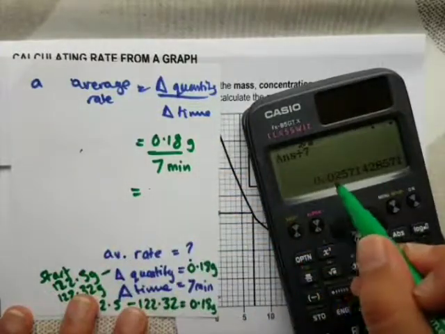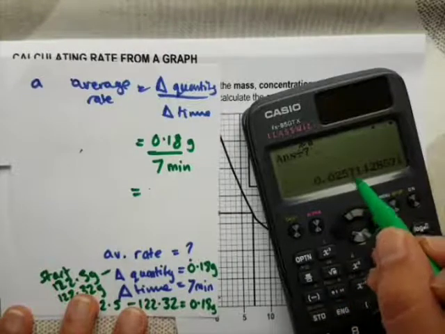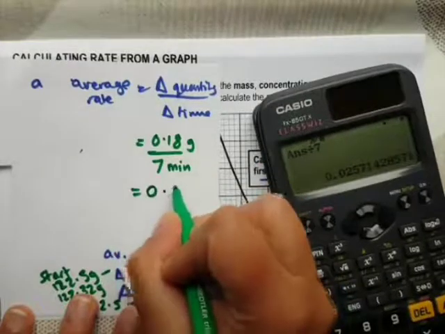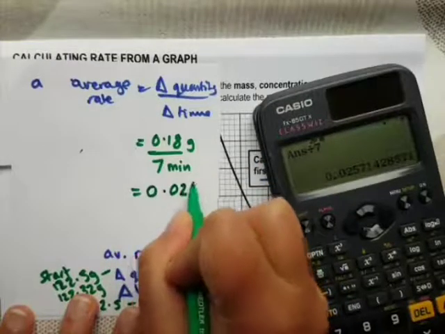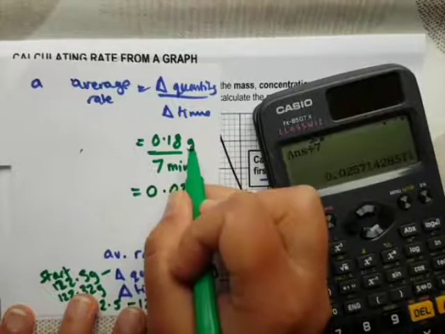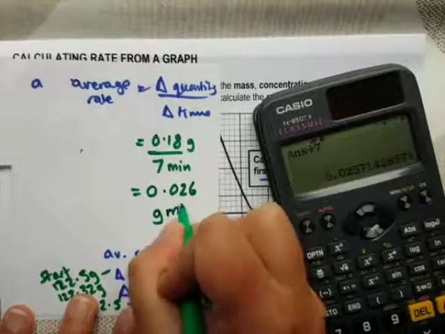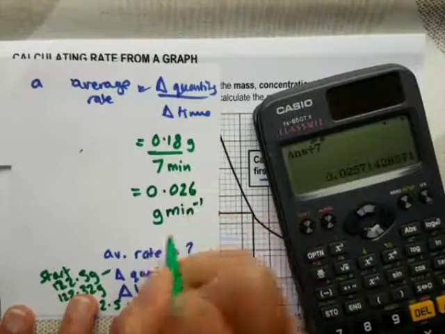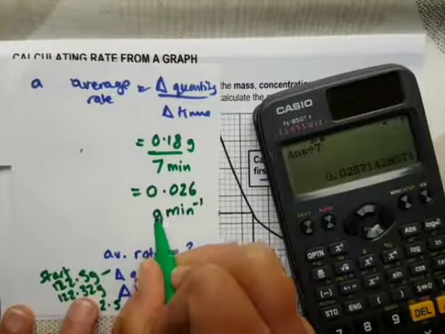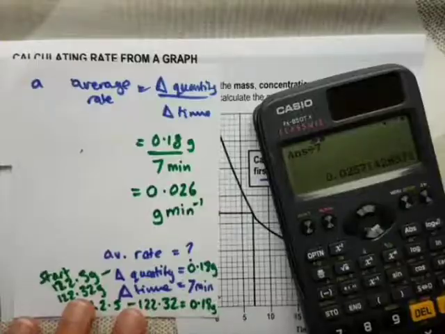So 0.0257, we've got 57, so that would round up to 6. So my answer is going to be 0.026. And my units are going to be grams. Remember, we did grams divided by minutes, so it's going to be grams per minute. And we show the per with a little -1. So we've got 0.026 grams per minute for that one.